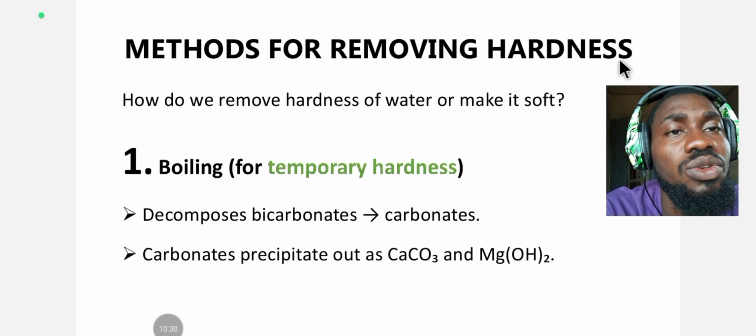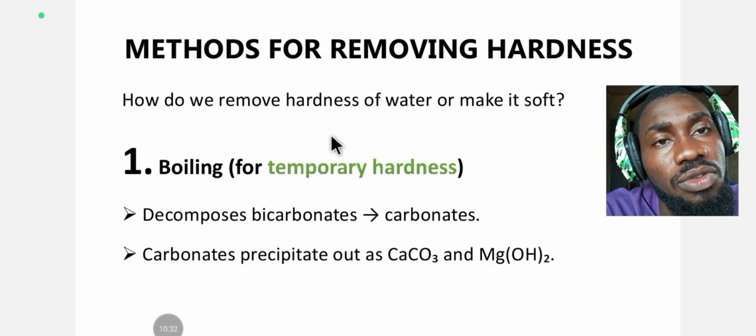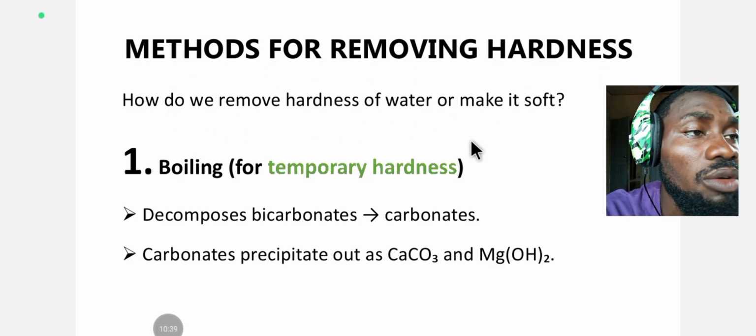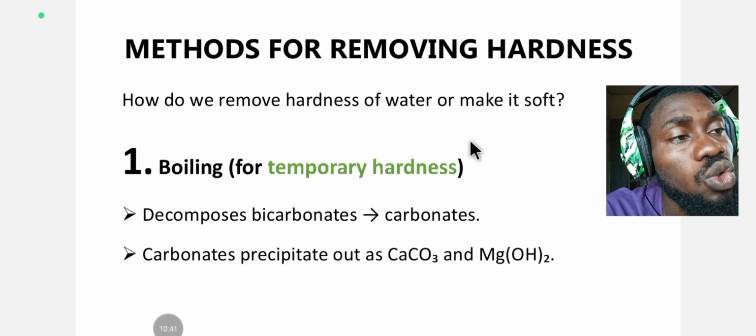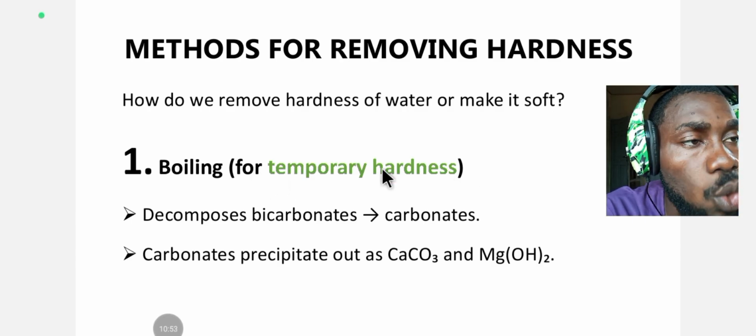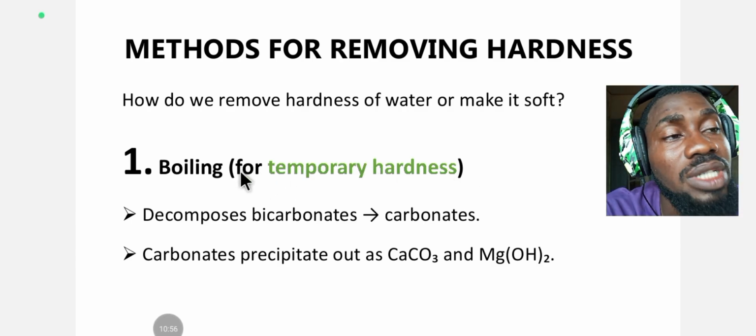Methods for removing hardness of water. What are the methods for removing hardness of water? How do we remove hardness of water or make water soft? Removal of hardness of water is also known as softening of water. So how do we soften water? Number one is boiling, for temporary hardness only. That's where boiling works, only for temporary hard water.